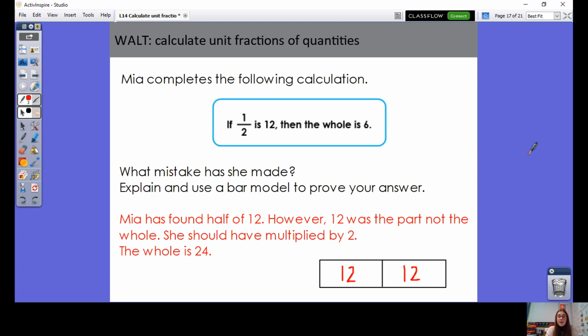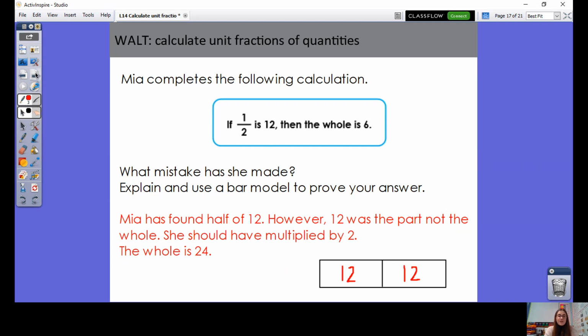So Mia found half of 12. However, 12 was the part, not the whole. She should have multiplied by 2. So the whole is 24. So as you can see on the bar model down here, she has 2 parts and they're equal to 12.